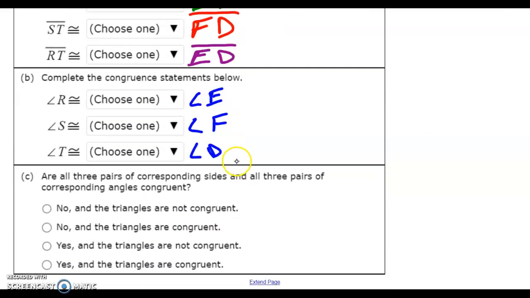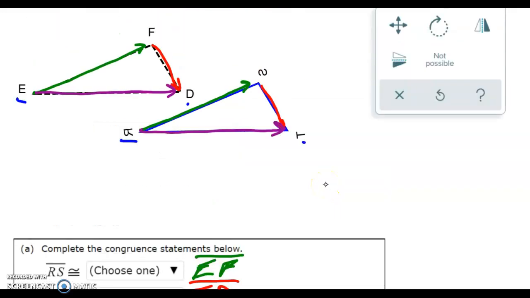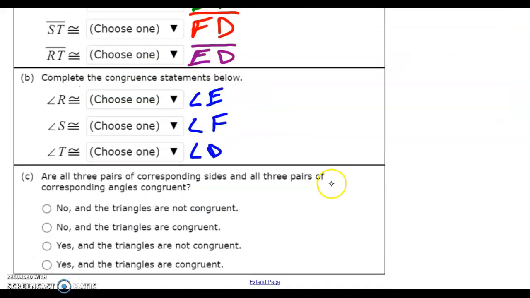Good. And then the last portion here are all three pairs of corresponding sides and all three pairs of corresponding angles congruent. So this is going to get into kind of the congruency versus similarity conversation, which we're not really going to have yet. So I won't totally go down that rabbit hole, but when you can completely overlap the two, then the corresponding angles and their corresponding sides are congruent. So all three pairs of corresponding sides and all three pairs of corresponding angles are congruent. Yes, they are. And the triangles are congruent.